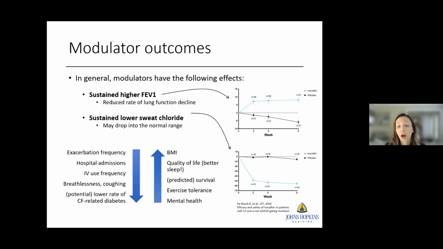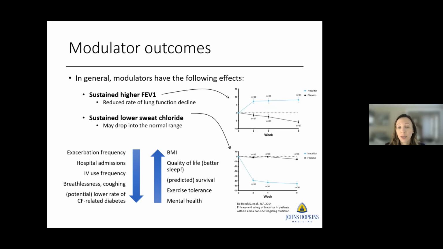There are other outcome measures that are looked at in the clinical trials. They're typically secondary outcome measures. So we see a decrease in pulmonary exacerbation frequency, decrease in hospital admissions, use of IVs, a decrease in breathlessness and coughing, and a potential or predicted lower rate of CF-related diabetes, which often develops in adulthood.